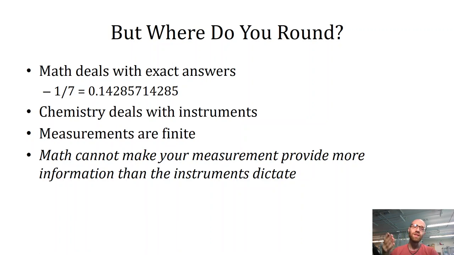So math deals with exact answers. You put in 1 divided by 7 to your calculator, you get this big long decimal, and it just keeps going. That's not how chemistry works, because you'd never really say 1 divided by 7, because those numbers are just the magnitude of a measurement, and measurements coming from instruments are finite. That was all what we did in our last lesson. So the rule that we're going to follow for this course, for chemistry, for science as a whole, you need to round after you do math so that your number, your measurement, does not convey too much or too little information.